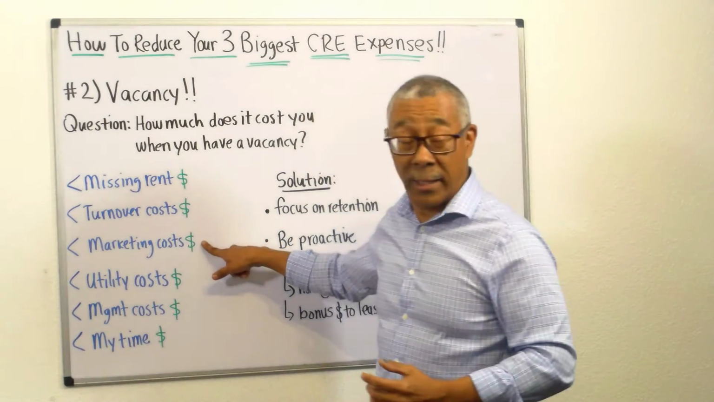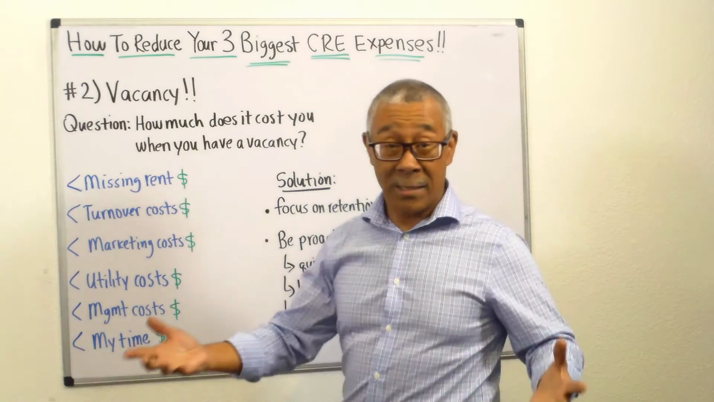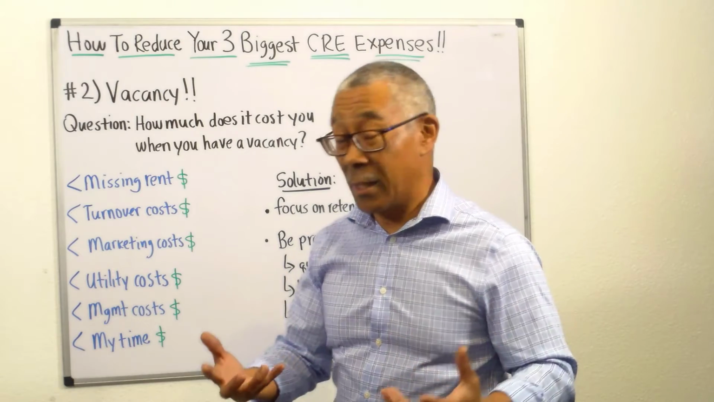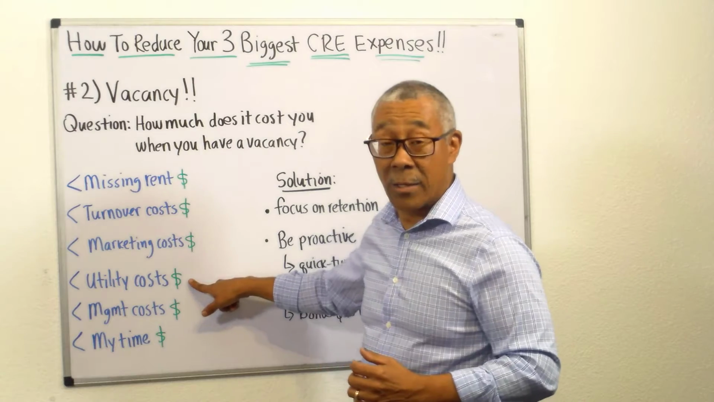All right, you have marketing costs. Once it's all turned over, you have to put it on the market. And that's not free, okay? You've got to put it on the marketing system and get it marketed. Number 3 is utility costs.